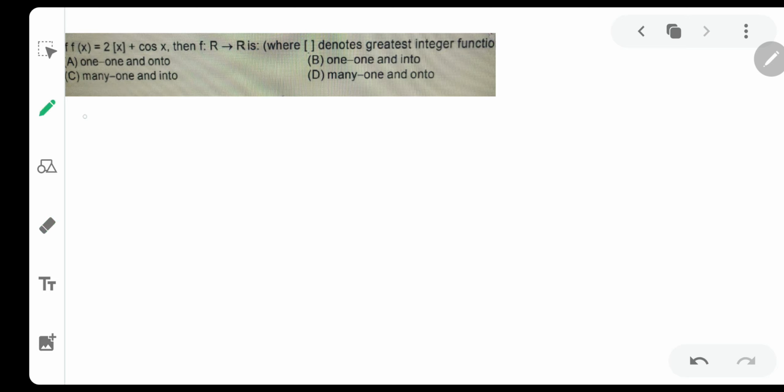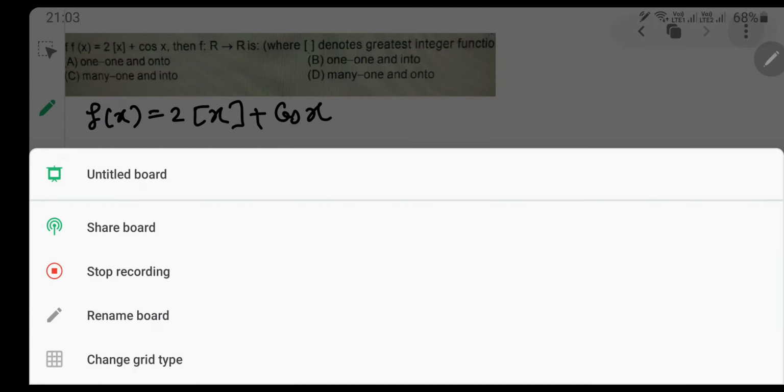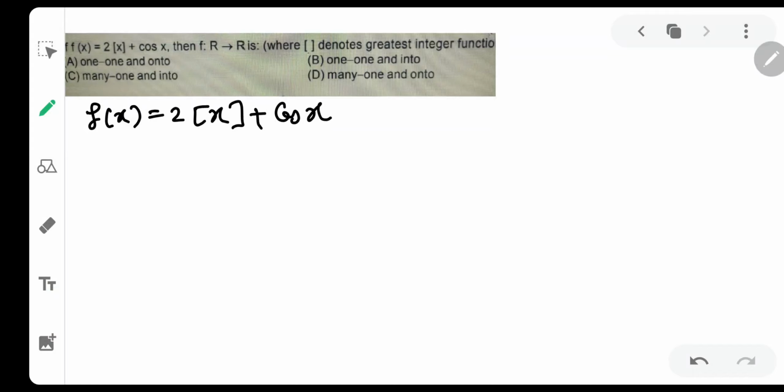The question is f(x) = 2[x] + cos x. Now, how to deal with such questions? Such questions should be dealt with by taking piecewise functions. Then it becomes very easy. That is the first thing: the greatest integer function should always be done piecewise. Okay, that is the first note.